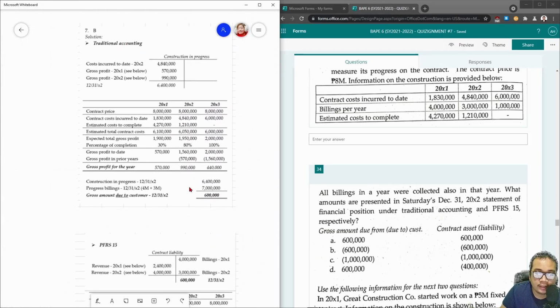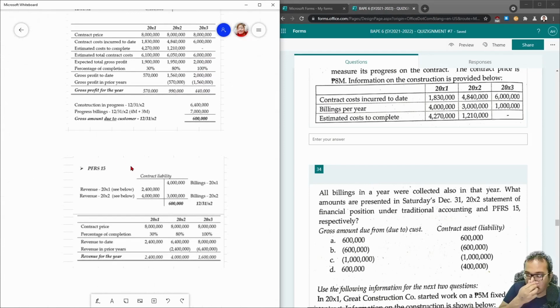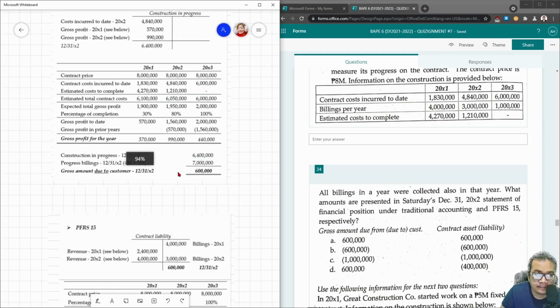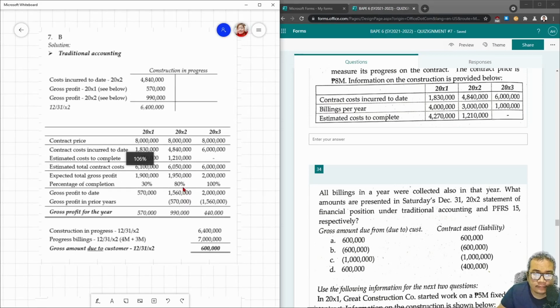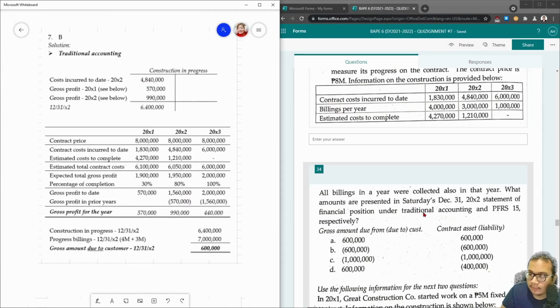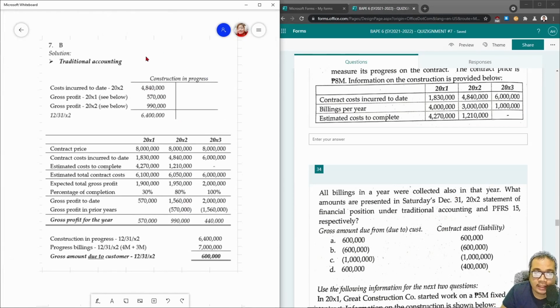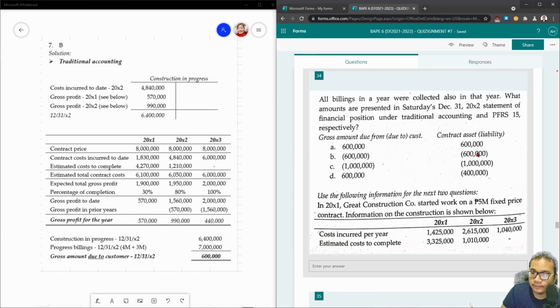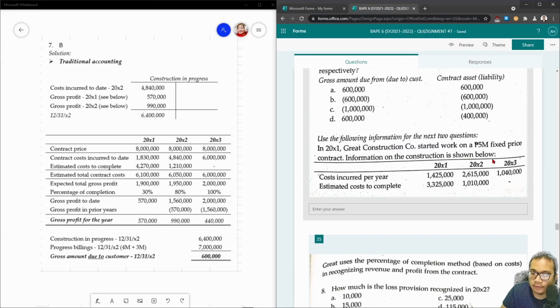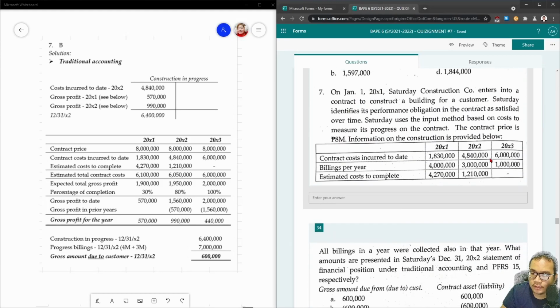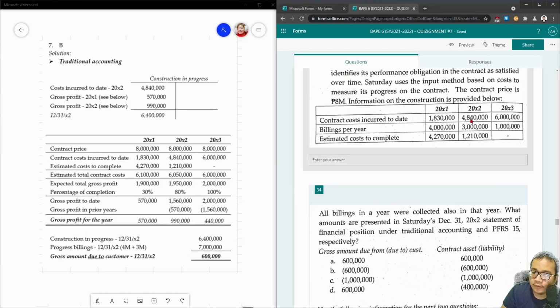For traditional accounting to. Ito yung for PFRS 15. So, balik tayo sa taas. Cost incurred to date, ang pinapahanap naman sa atin dito is 20x2. So, construction in progress natin. Construction in progress natin for ito, cost incurred to date minus the gross profit.